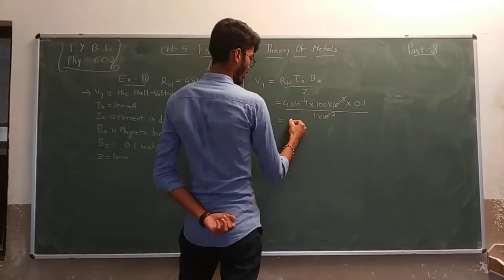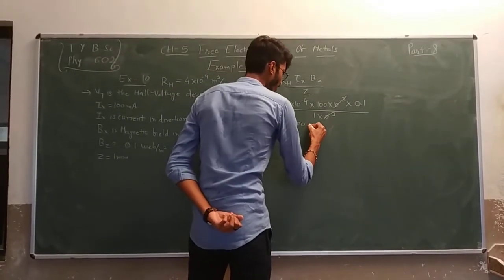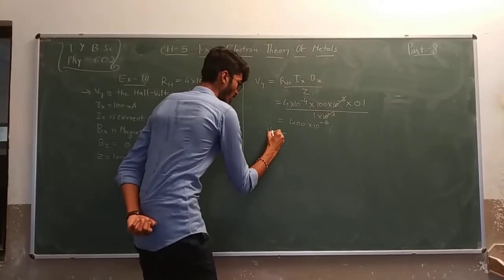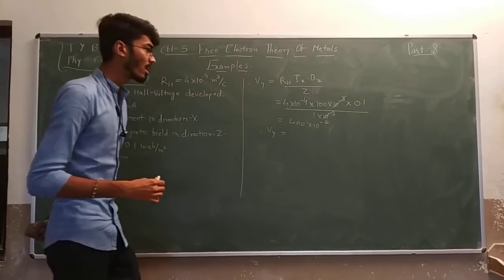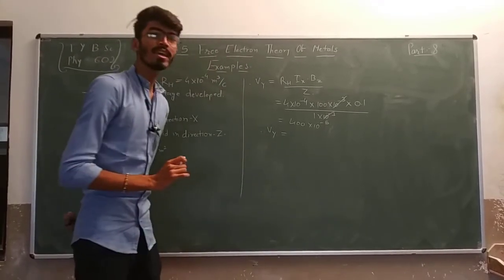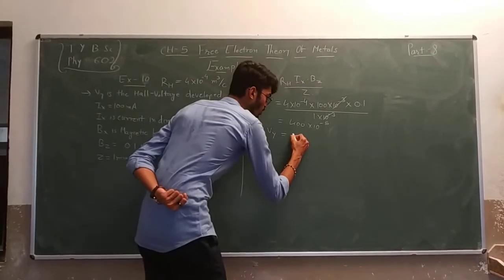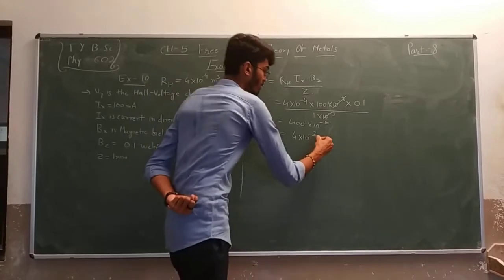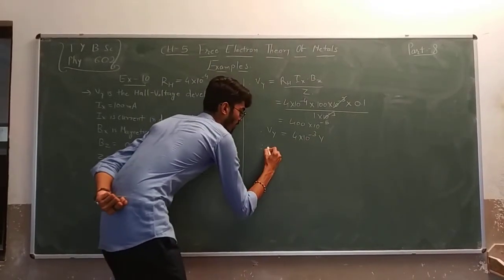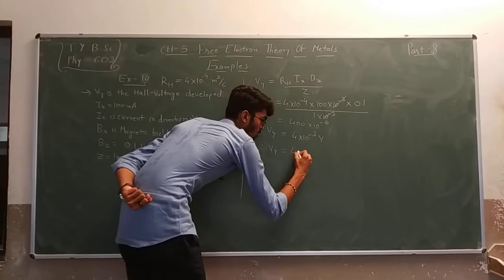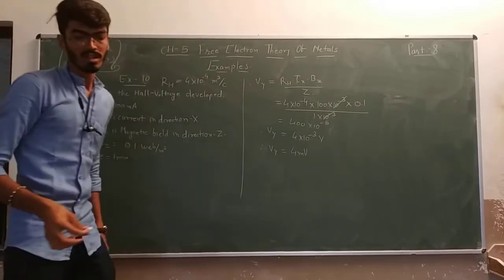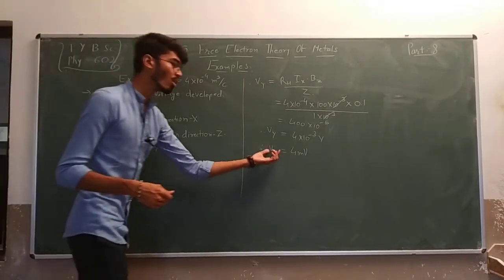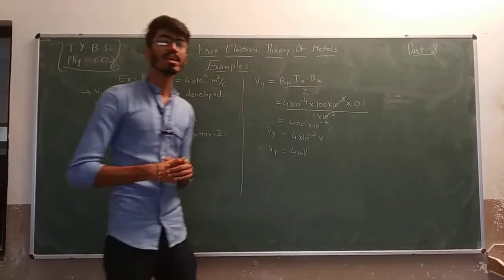After that, 400 × 10^-5. So here we find our EMF in the sample InSb. V_y is equal to 4 × 10^-3 volt, which is 4 millivolt. So here we find our EMF, that means the voltage, in the InSb sample.